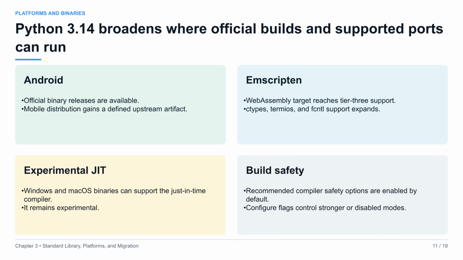Official Windows and macOS binaries can support the experimental just-in-time compiler, though experimental status calls for conservative deployment. CPython builds also enable recommended compiler safety options by default, with configure switches for different trade-offs. Platform support tiers describe upstream commitments. Application dependencies and packaging tools still require their own qualification on each target.